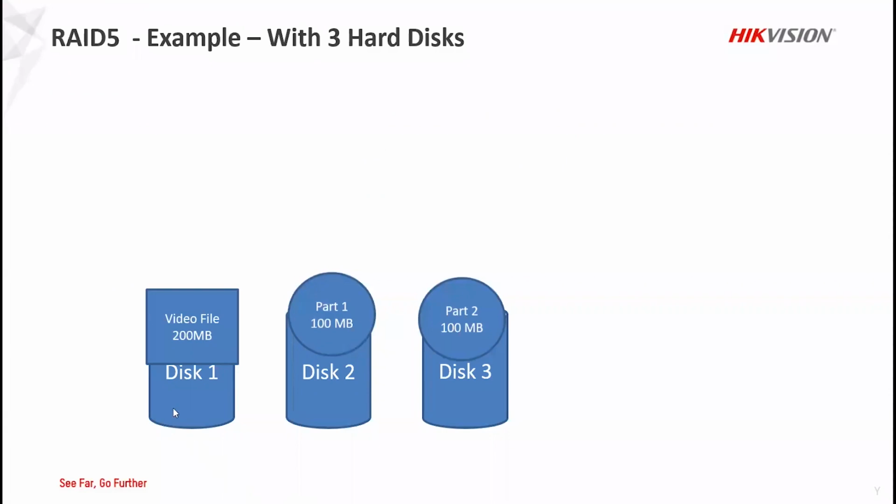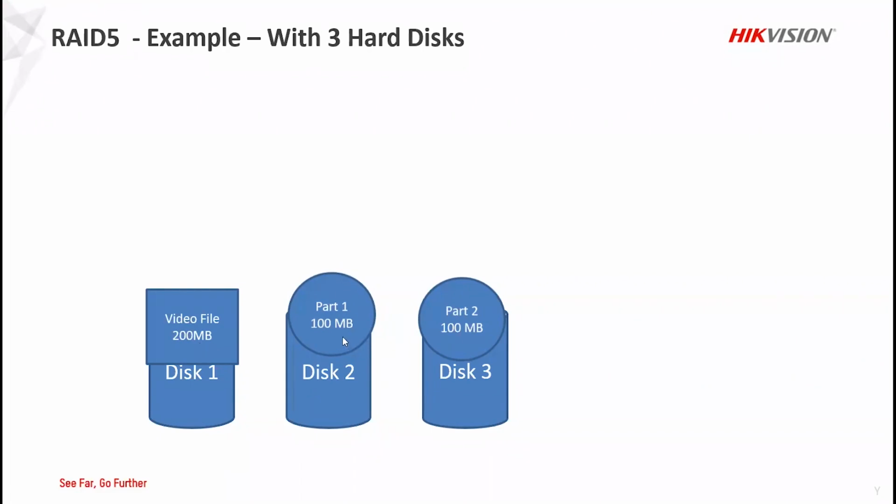Let's say disk 1 fails. Disk 1 fails, and we remove that disk, insert a new disk, and rebuild the array. Then this video file can be rebuilt because we already have part 1 and part 2. We just merge them and rebuild the video file.